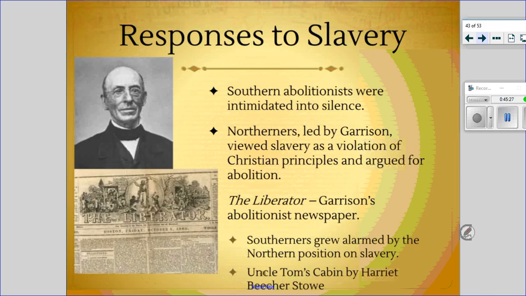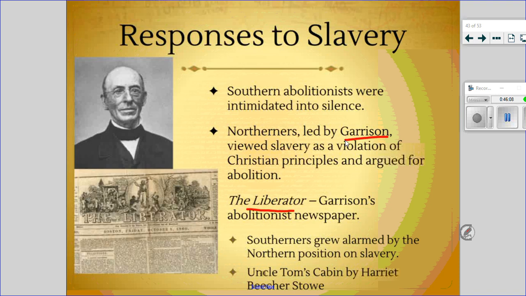All right, abolitionists in the South were intimidated into silence. They were there, but if you were an abolitionist in the South, you could be charged with inciting servile insurrection. You could be charged with encouraging the slaves to revolt. They'd throw you in jail, maybe even execute you. In the North, there is a strong abolitionist movement led by people like Frederick Douglass. William Lloyd Garrison is a major leader of the abolitionist movement in the North as well. He viewed slavery as a violation of Christianity and argued for abolition. Remember, his newspaper is The Liberator.